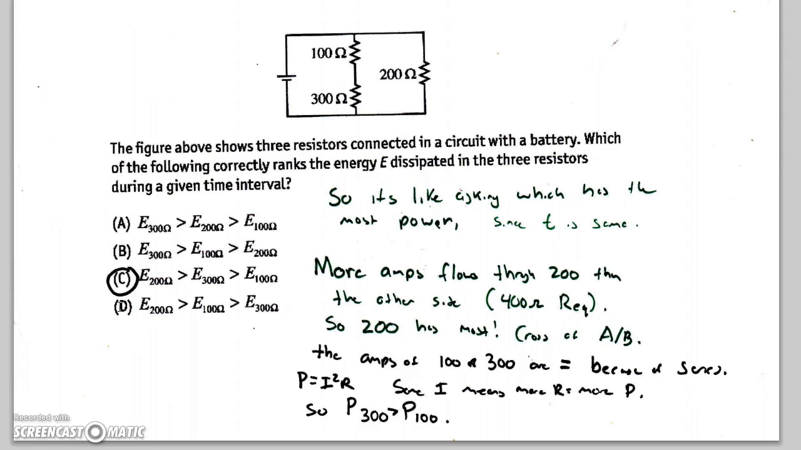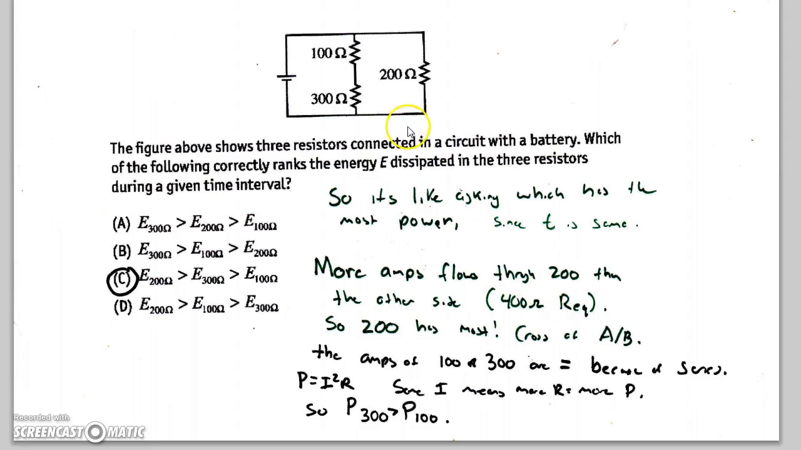We first have to look at these and see which one has the most amps. Well, the 100 and 300 are in series, so they have the same amount of amps. But together, their path is 400 ohms. The other path is 200 ohms. So more amps flow through the 200 than through the 100 and 300. So the 200 has the most amps.